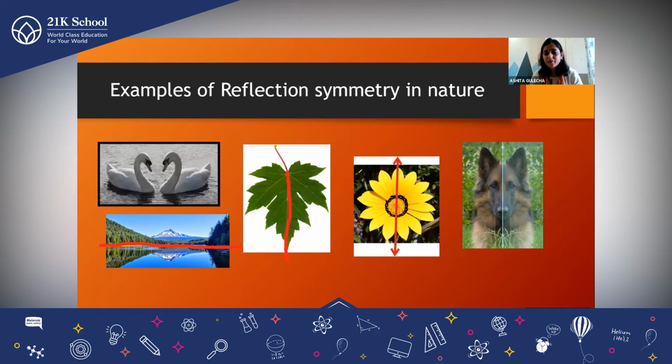And how many lines of symmetry does this sunflower have? Ma'am, 1. Ma'am, 2. It is showing 1, but what if I draw a line here? Is it making symmetry? Is it a line of symmetry? Okay, so we can see as of now 1, but maybe if we draw for each of the petals, it can be a line of symmetry. That can be tried.